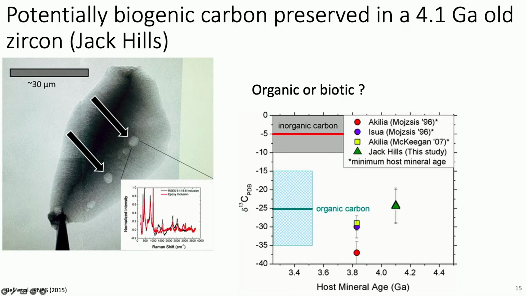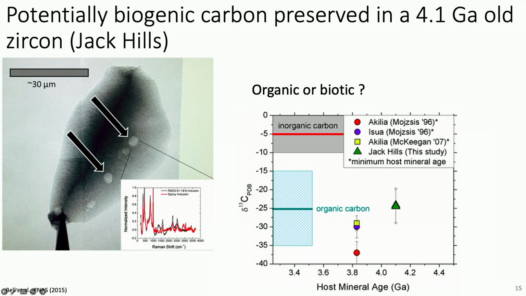So there's been this controversial report of potentially biogenic carbon preserved in 4.1 billion year old zircon. This is evidence from a paper by Bell and collaborators in 2015. So here that's the zircon as viewed in electron microscopy. The size is very small. And in this zircon, you see these very light little blobs.